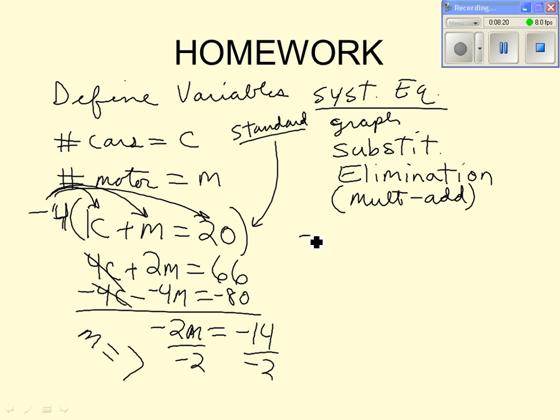So we have 7. That's why we define the variables up here. We have 7 motorcycles. Now what? How can we figure out how many cars? We had a total of 20 vehicles, so 20 minus 7. What is that? We got 13 cars.